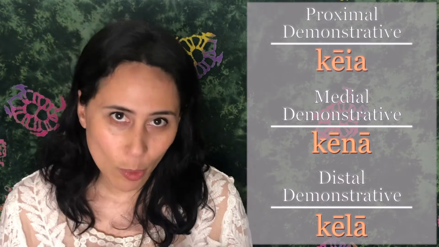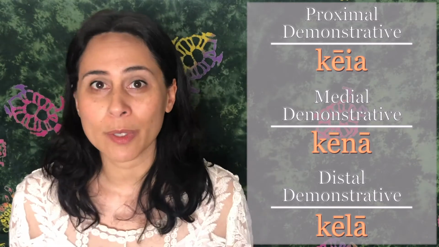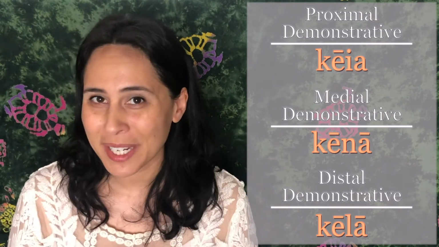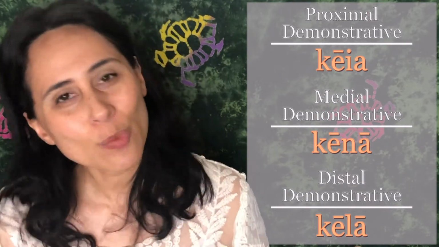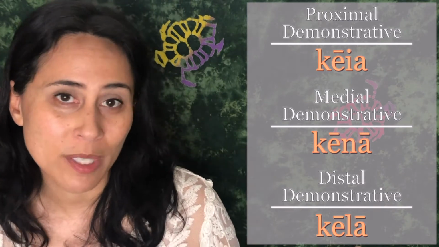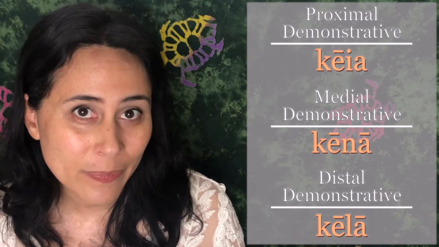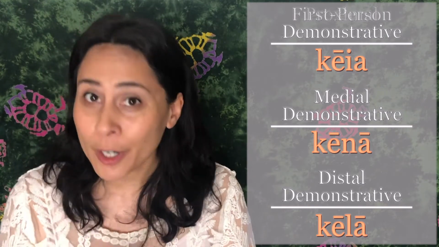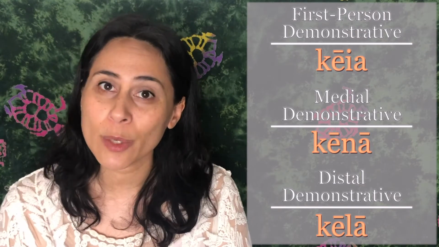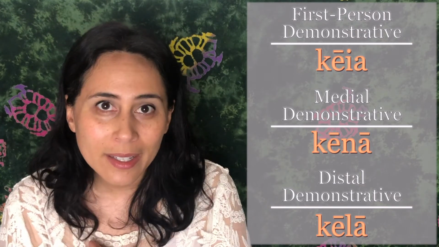Make sense? In case you were wondering, while kēnā is known as the medial demonstrative and kēlā is known as the distal demonstrative, keia, our word for this, is known as the proximal demonstrative because of the object's proximity to the person who is speaking. Now, you definitely don't need to know that terminology. I just wanted to bring it up because you might come across those terms in some of your other Hawaiian language learning resources. And actually, keia can also be called the first person demonstrative because the object you're referring to is near the person speaking.